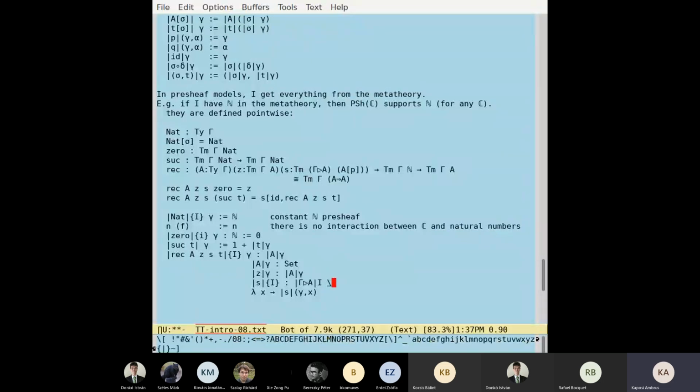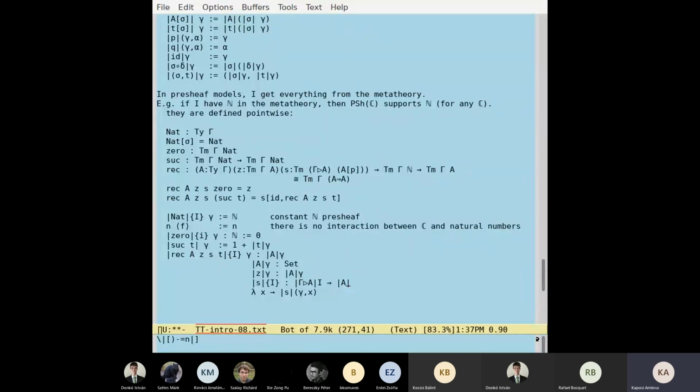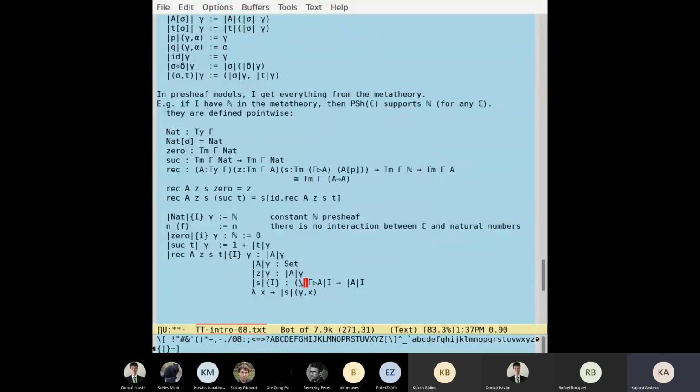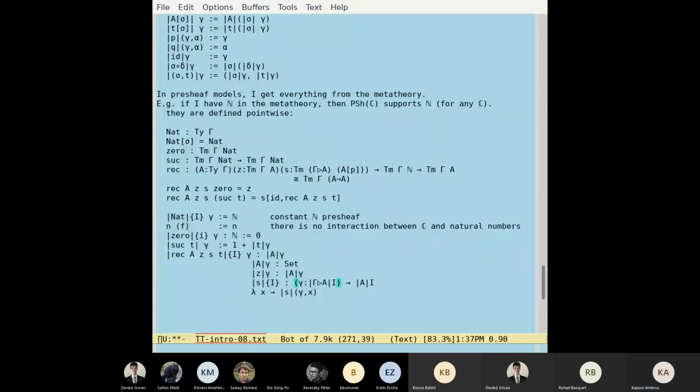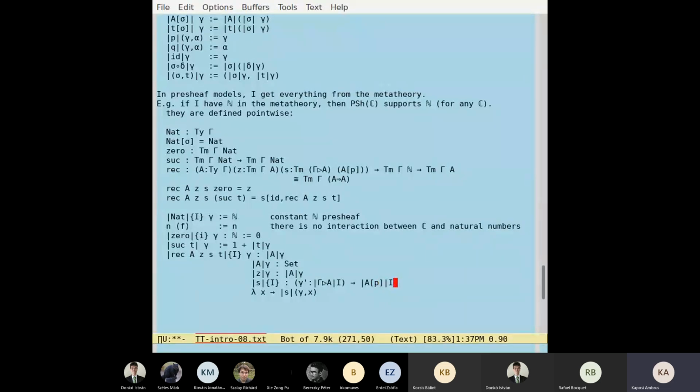Sorry, what did I write? Rho is because it is a term, right? It has this. Then it goes to A I. Sorry, let's call this gamma, or let's call this gamma prime. This is A I at, let's do it slowly, at gamma prime.